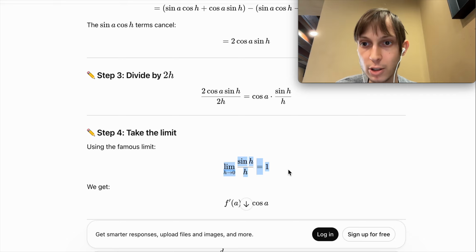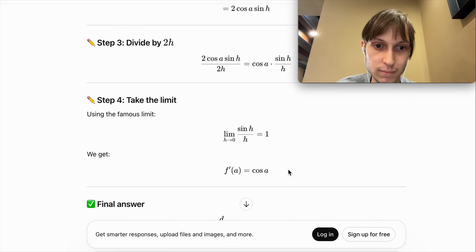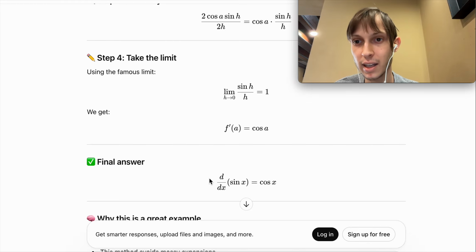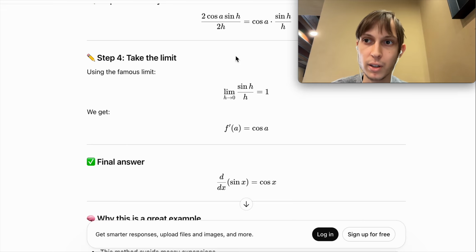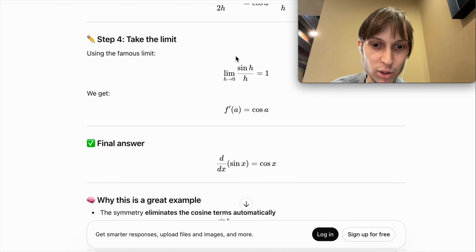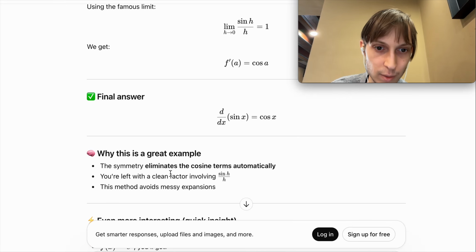Yeah, that's a well-known limit. So we use a known limit. And it does get there. So that's really interesting. Okay. Well, I'm not gonna take it longer than this, but I think it was a very interesting thing to see.